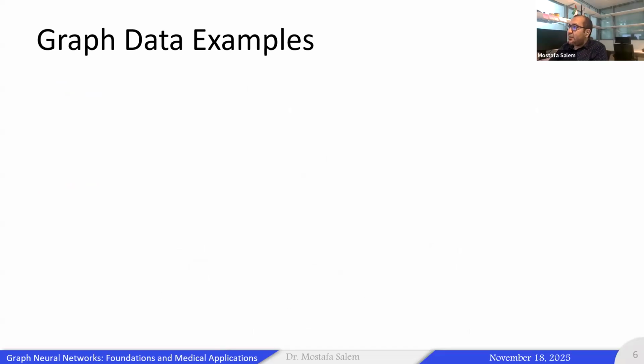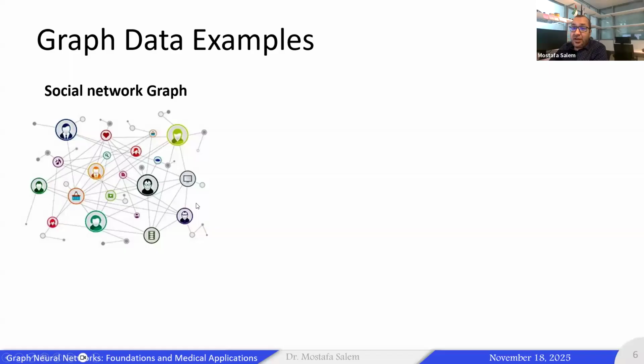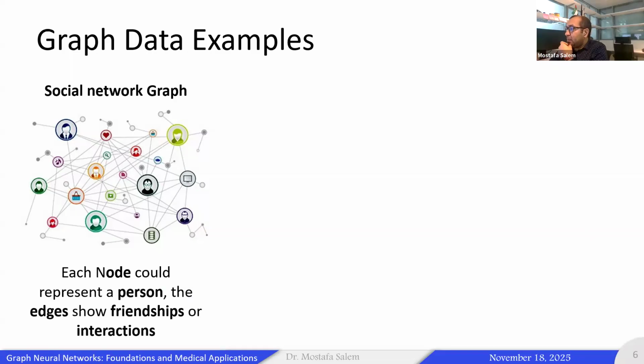So let's see some graph data examples. Social network graphs are one of the most intuitive examples to show graphs and relationships. These are widely used in natural images. Each node could represent a person, and the edges show friendship or interactions.